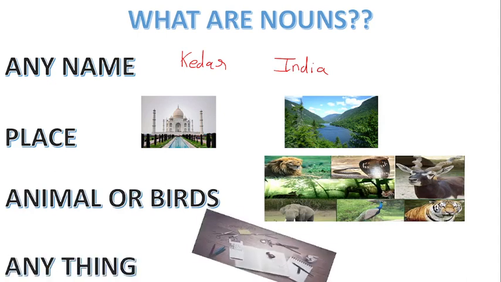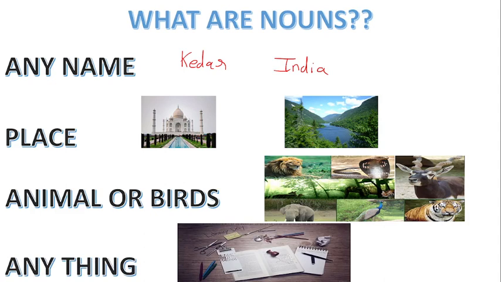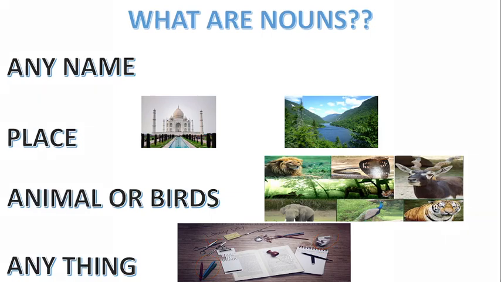And the last thing is any kind of thing. As you can see, we have a scissor over here, we have a few pens over here. Okay, we have a paper ball over here. So any kind of thing, name, place, animal or birds you come across are nouns. Okay, now let's go on with its types.